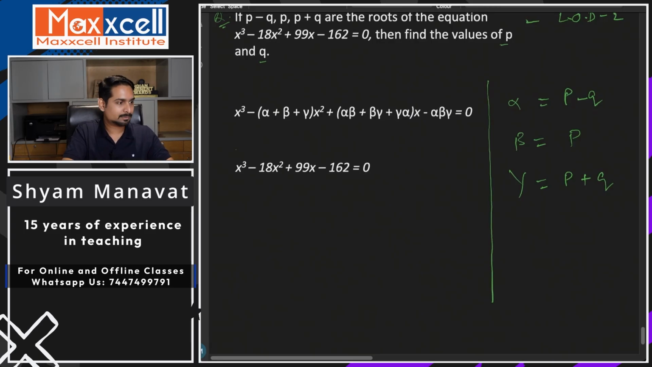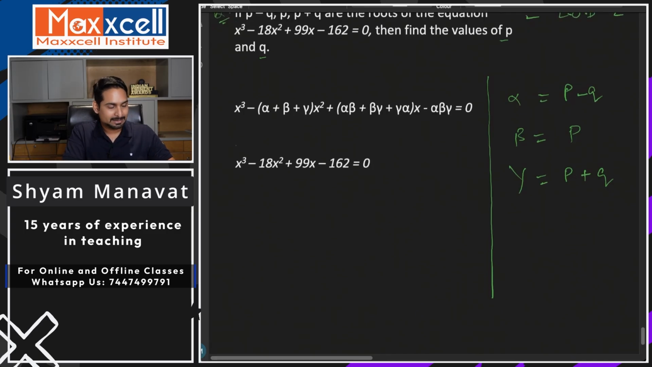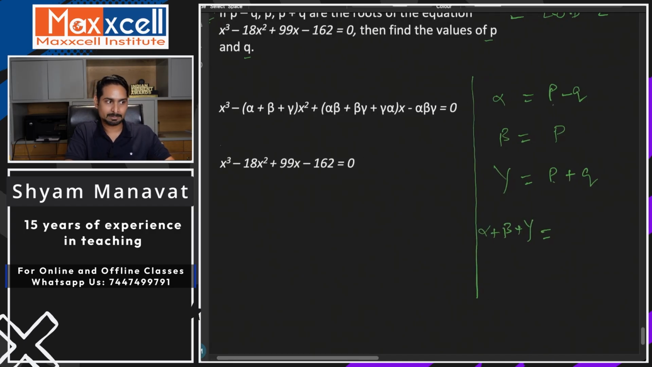Correct? Now, what can we do with this given condition? Let's try some random things and see what we understand. Well, what I see here is p minus q and here p plus q. So if I add these roots, I can get rid of q. It's leading somewhere. Yes, let's try this. So if I add all the roots, the sum of roots, I get p plus p plus p is 3p, and minus q plus q is gone.